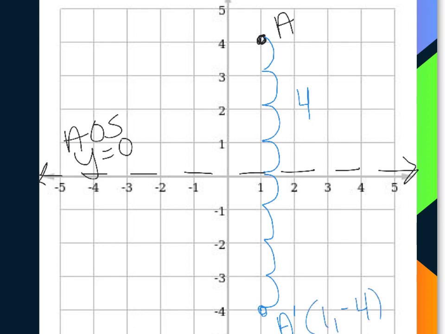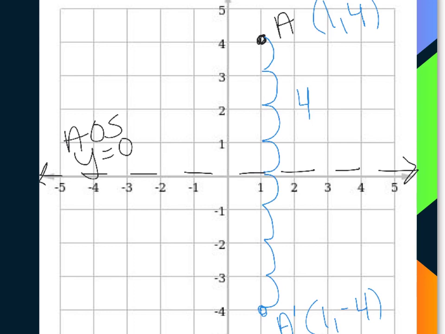And remember that A is located at (1, 4). Notice how when you're reflecting over a horizontal line, your x values stay the same, right? x was 1 for the pre-image, and x is 1 for the image. But notice how your y values change, and it's in relation to the distance between the pre-image and the image with the axis of symmetry.